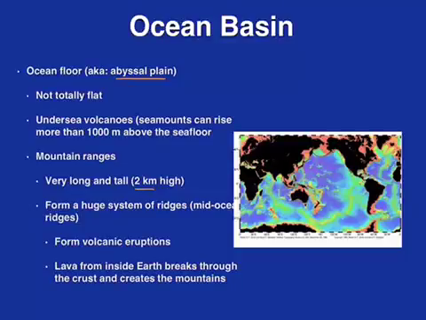And there's a huge system of ridges called mid-ocean ridges, and they form from volcanic eruptions. The lava from inside Earth breaks through the crust and creates these mountains. And so right here on the map is one of those ridge systems. Anywhere you see that green and yellow is an indicator of one of those mid-ocean ridges on the map. We'll talk more about those when we talk about volcanoes.